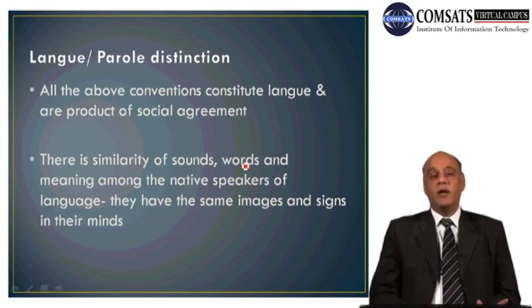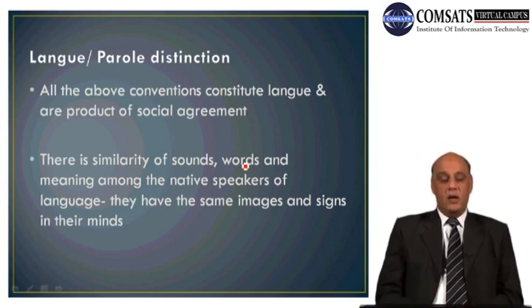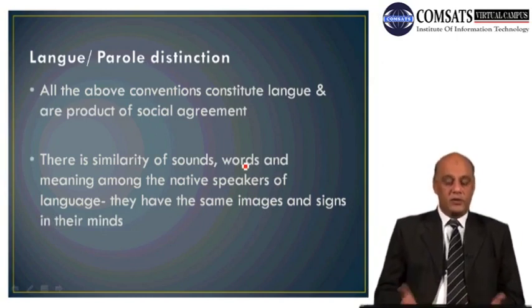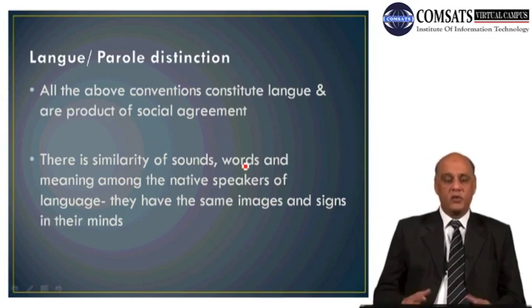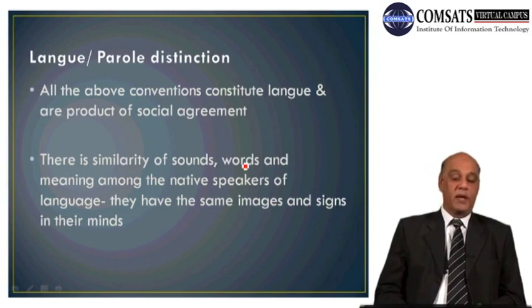What we mean here by social agreement is that in a society, people agree upon those rules, they make those rules and agree upon them, and then those rules govern the combination of different sounds and words to make up the language. There is a similarity of sounds, words and meanings among the native speakers of a language. That is, they have the same images and signs in their mind.